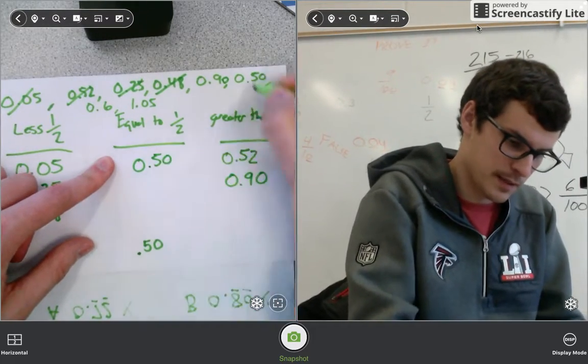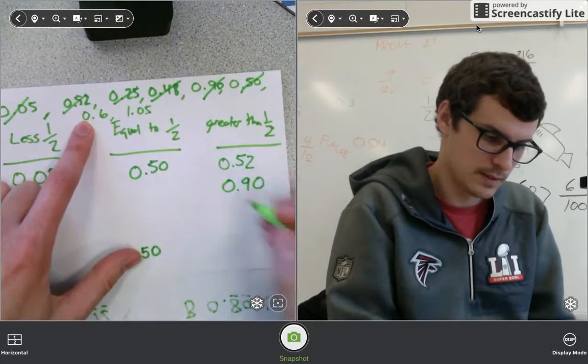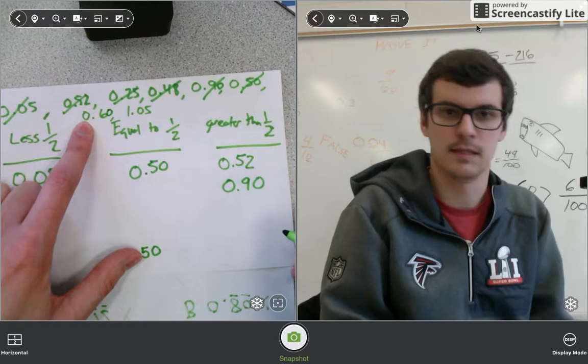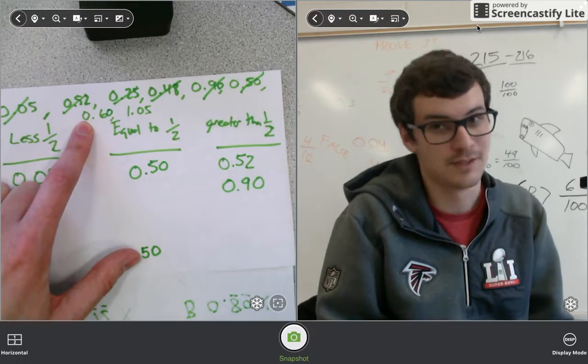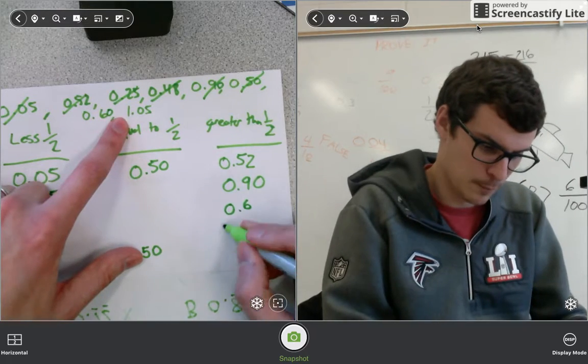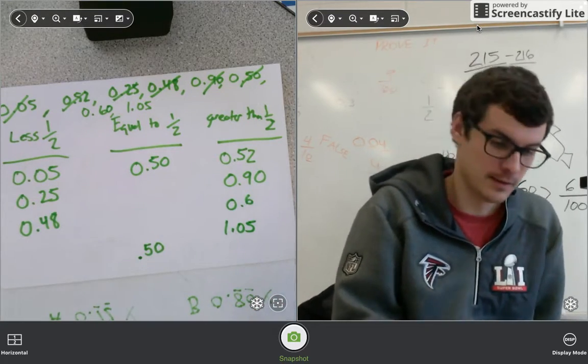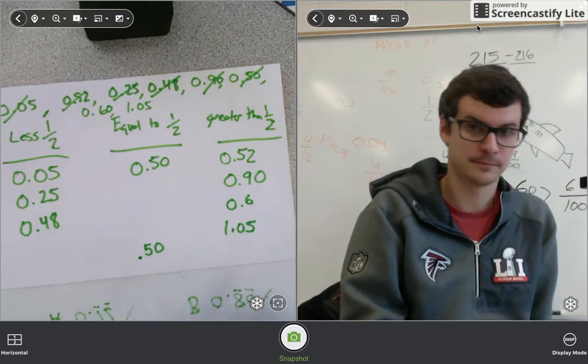0.50, we've already talked about it. It's going to be the same as 1/2. 0.6 would be like 0.60 or 60 hundredths or 60 cents. So that's going to be greater as well. And then 1 whole and 5 hundredths is, of course, going to be greater than 1/2.